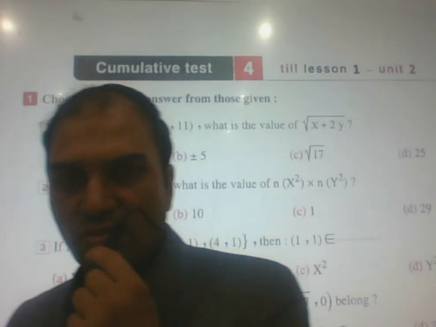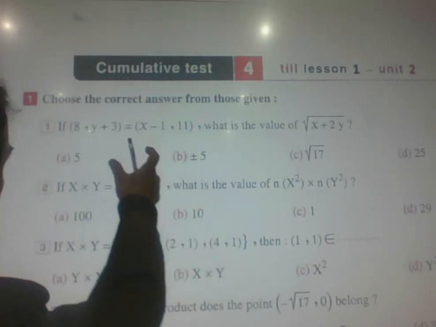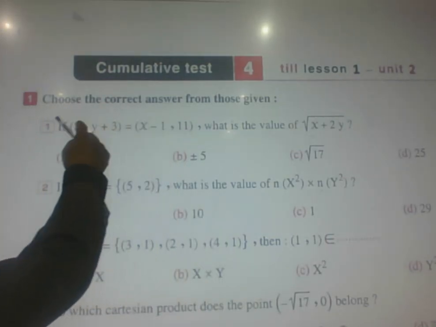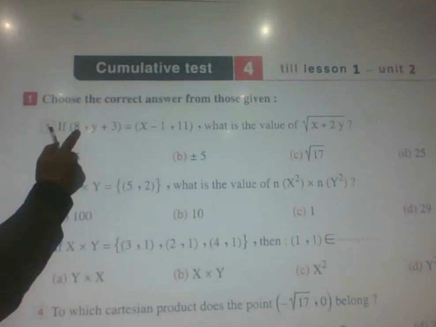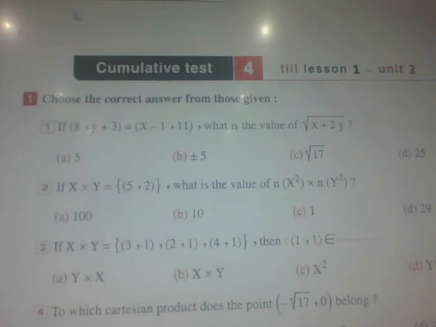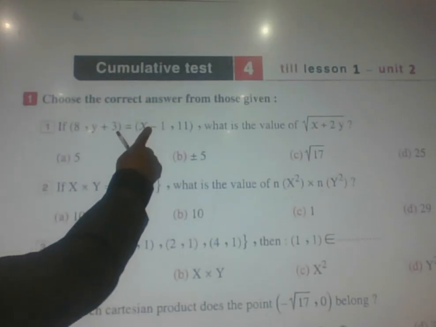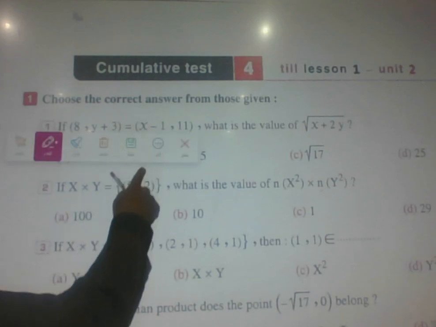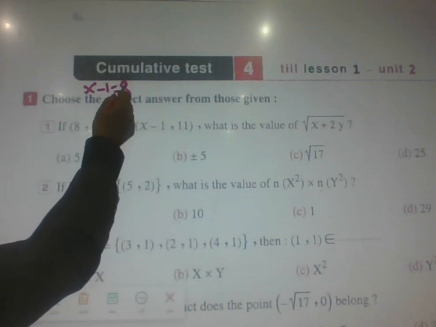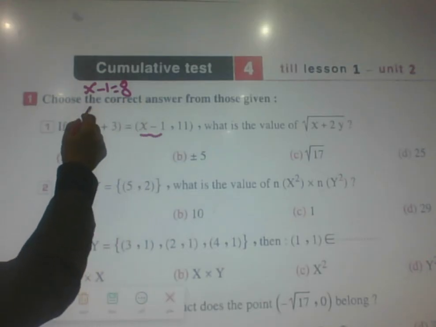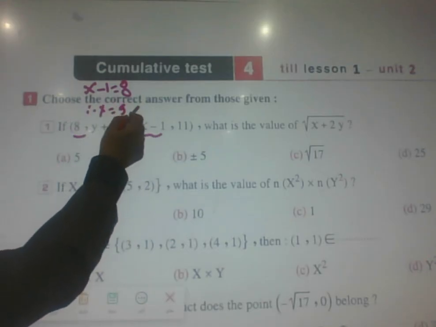We can solve this example by properties. We have ordered pair equal ordered pair here. The first component equals the first component and the second equals the second. The value of 8 equals x minus 1, so we can find the value of x. X here will be 9 because 9 minus 1 equals 8. Then x minus 1 is equivalent to 8, and the value of x equals 9.